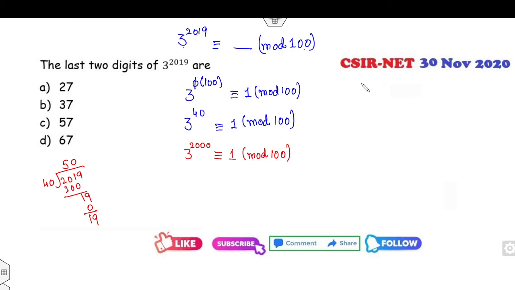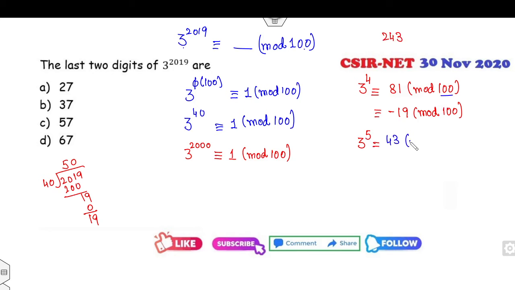So how can you do that? I can see 3 raised to power 3 is 27. 2700 is again no. So I can do 3 raised to power 4, 81. 81 modulus of, or I can write it as minus 19 modulus of 100, or what is 3 raised to power 5? 3 raised to power 5 is 243. So once you divide by 100, the remainder is 43.